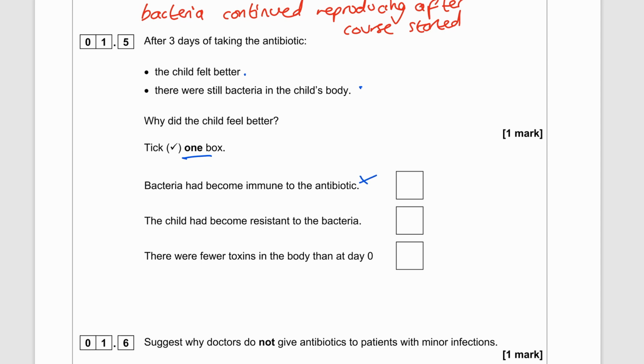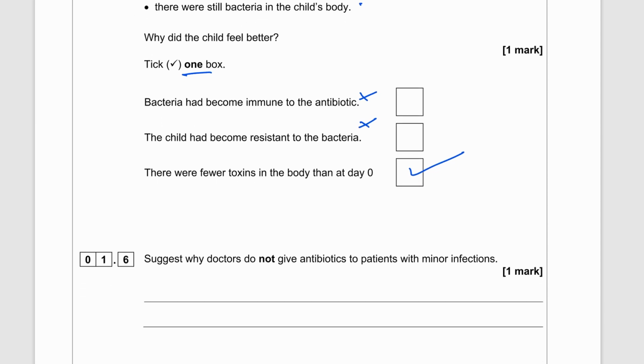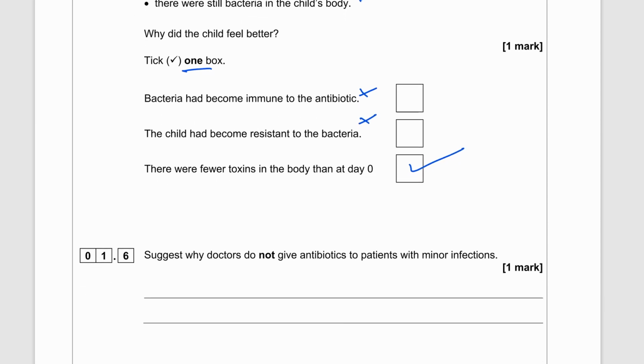No, that wouldn't be the case because the child wouldn't feel better. The child had become resistant to the bacteria. Again, same issue. The child would not feel better yet. And there are fewer toxins in the body than at day 0. That does make sense. The child still feels better, but I said fewer toxins because remember that bacteria are supposed to be producing toxins.